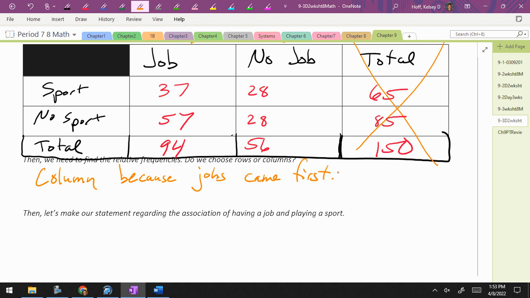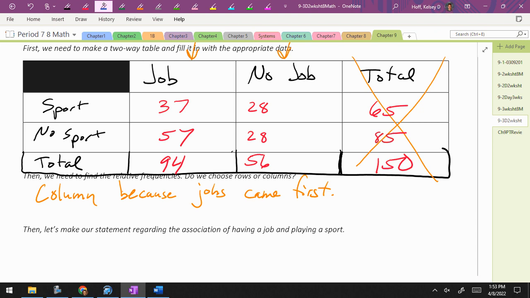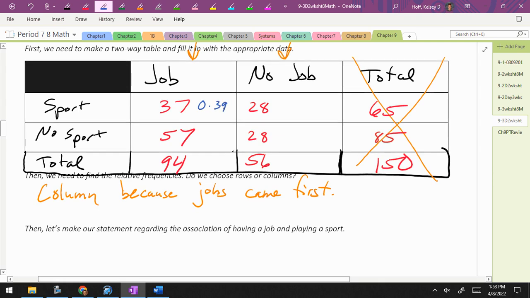Okay, so we're going down the column. Job and sport. Three nine. Job and no sport. 0.61. I'll take total job. No job and sport. Don't even calculate this. Think. Yeah, half of them, and the other half, and there's your whole.